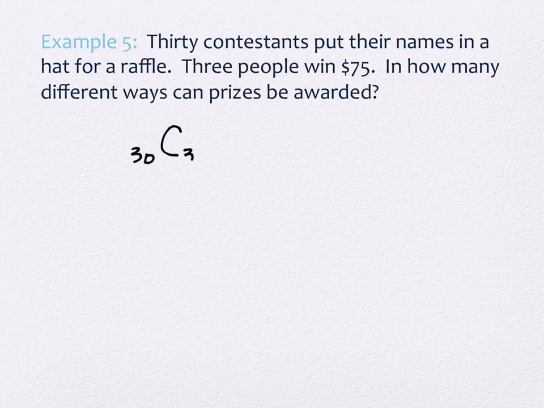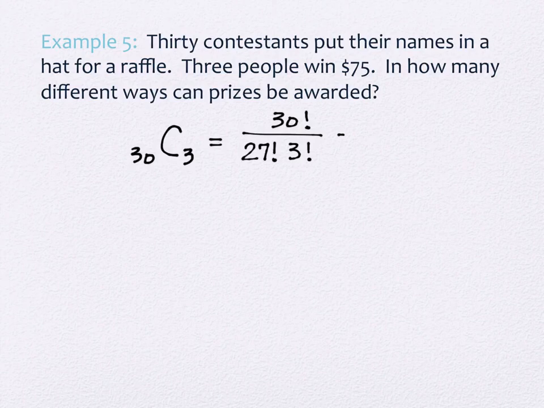I still have 30. I'm still picking 3. But on the top, I have my 30 factorial, and on the bottom, I have my 27, right? The losers. They don't get picked. But I also have the winners because the order in which they get picked doesn't matter. That's why we divide by the 3 factorial, is because the order in which they get picked doesn't matter.